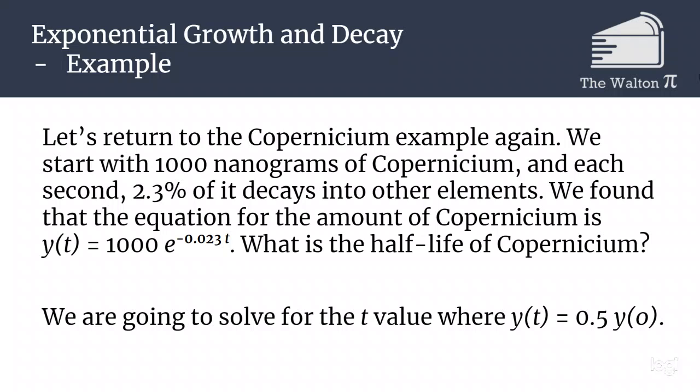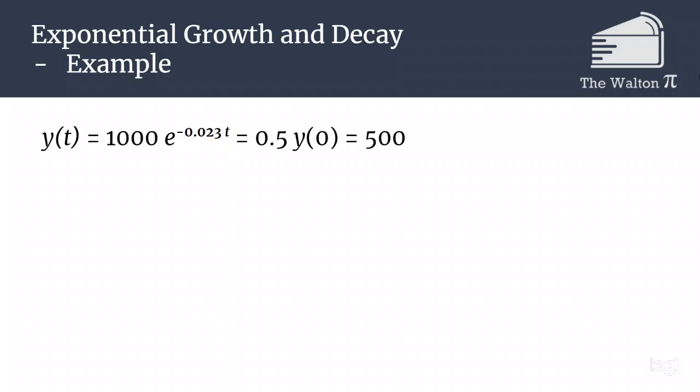If we go back to our example with copernicium, we know that our function is y equals 1,000 e to the negative 0.023t. If we are then trying to figure out what's the half-life of copernicium, we need to solve for t, where y of t is equal to 1/2 of our starting amount, so 1/2 y of 0. That's 500, because we started with 1,000 nanograms, so 500 is half of it.